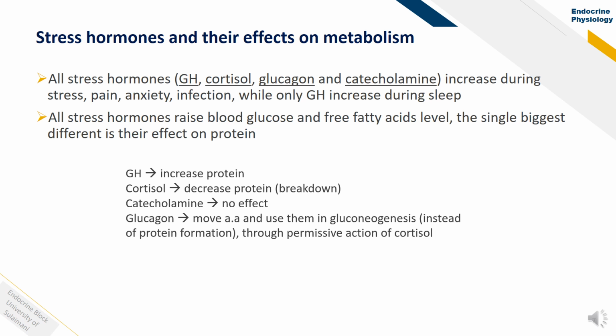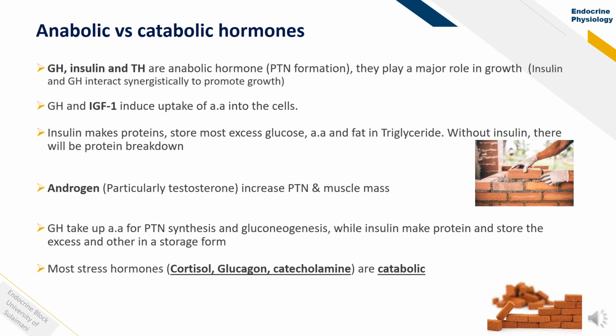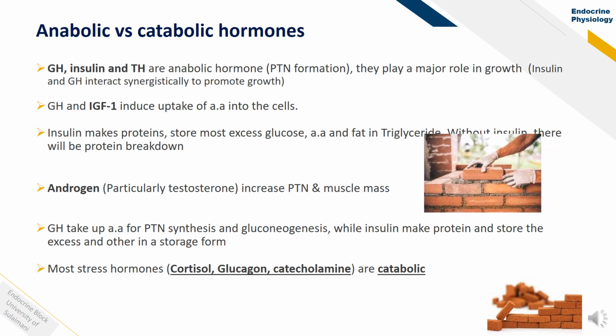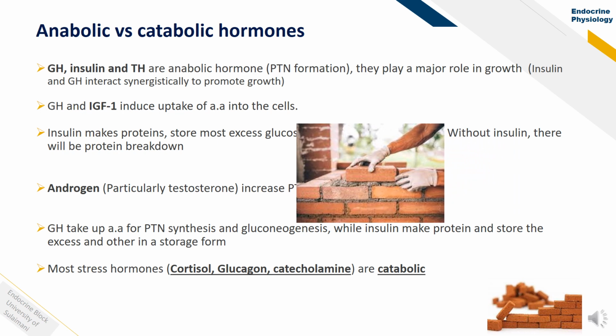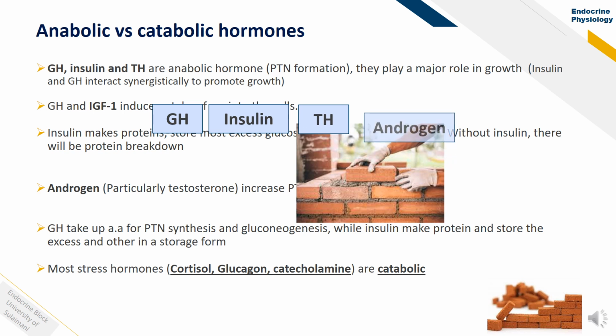So this is the permissive action of cortisol. And what about the terms anabolic and catabolic hormones? Anabolic hormones like growth hormone, insulin, thyroid hormone, and androgen are called anabolic hormones. Why are they called anabolic? Because they cause formation of protein. Any hormone that causes protein formation and has a major role in growth is called an anabolic hormone.